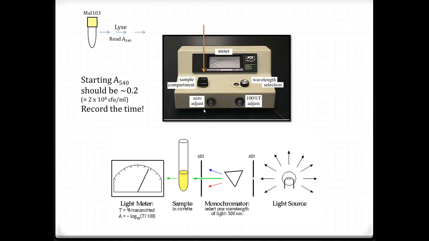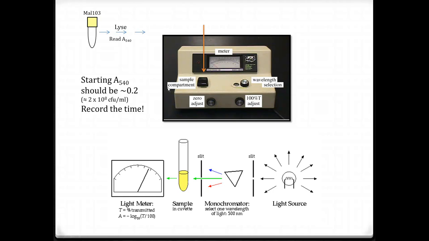So you zero to the left with the left, you blank to the right with the right. So it's very easy. First you point it at the left zero, then with the sample inside, you point it to the right zero. After you do that, you take the sample out, the blank out, and now you put your sample in, and whatever the needle points at, that's the absorbance. You just read it from that bottom scale. Okay, record the time, and you're off to the races. You're ready to do your experiment.